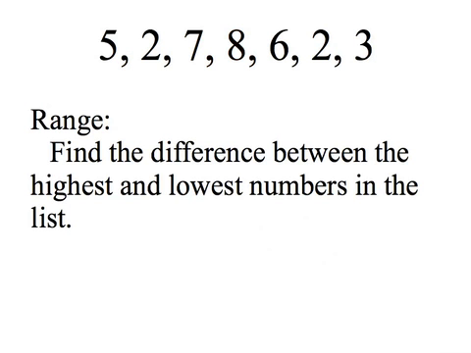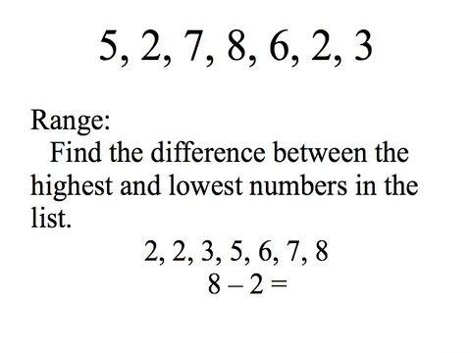We're back to our original list, and we're going to find the range. We probably don't have to put them in order, but if we do, it's easy to find the highest and the lowest, 8 and 2. And the range is defined as the difference between the highest and lowest numbers in a list. So 8 minus 2 is 6. So the range for this list of numbers is 6.